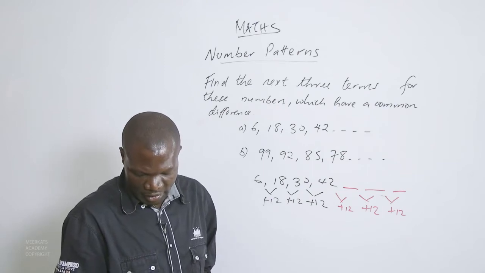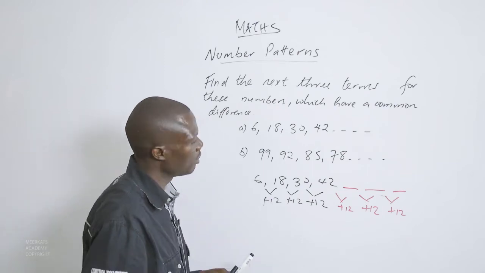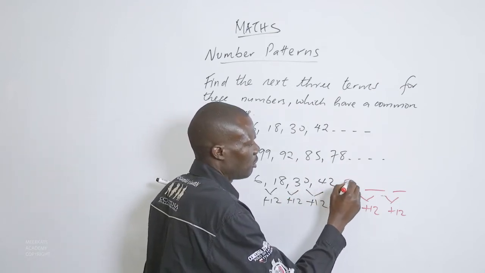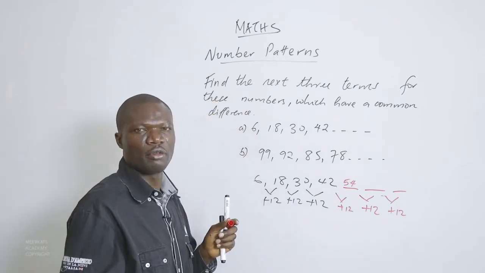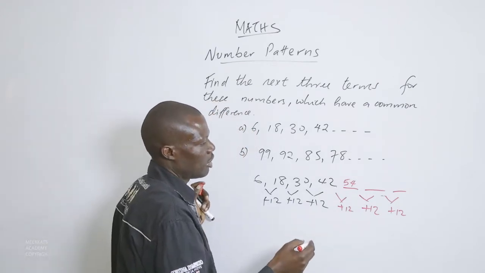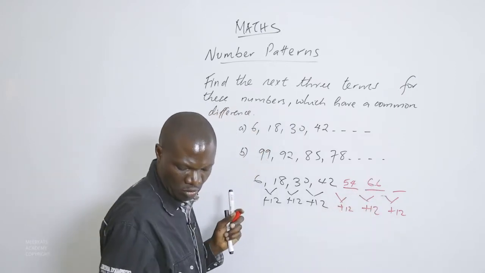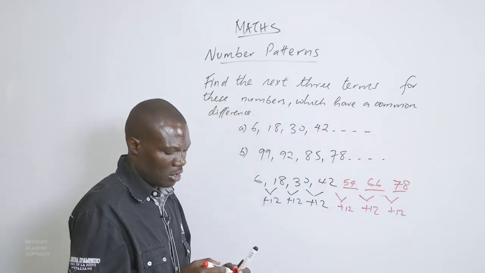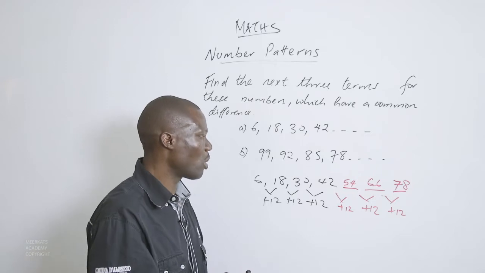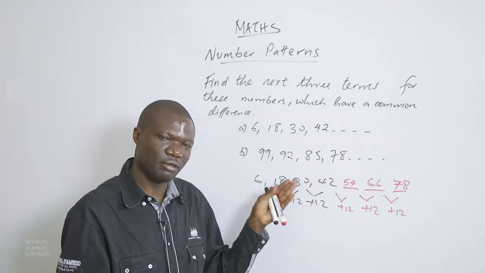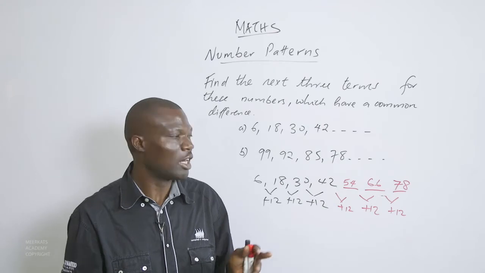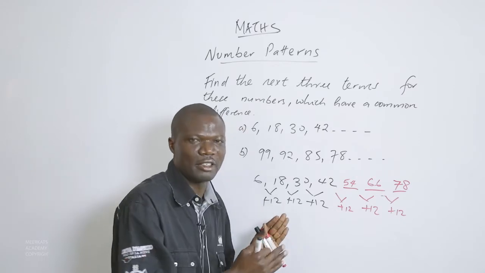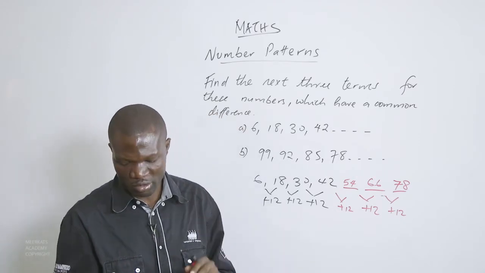If you do that, you'll find that we have 42 plus 12 is 54. 54 plus 12, you have 66. And 66 plus 12 is 78. So the next three terms required in this sequence are 54, 66, and 78. Take note that the increase is a common difference of 12.